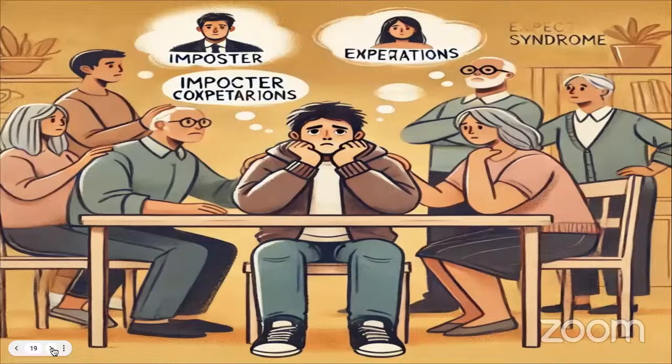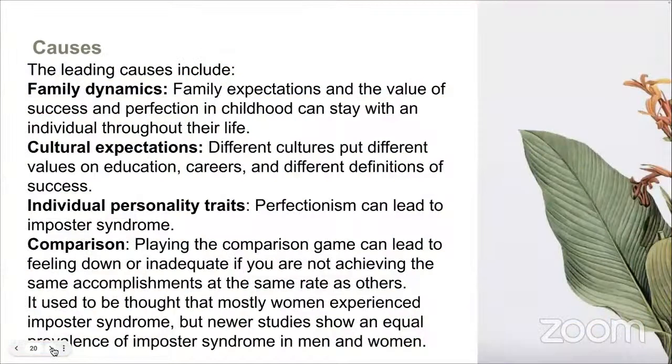Next, please. As we see in this picture, there is a poor guy who is surrounded by his family, who are showing support for him, but at the same time they put a burden or extra pressure on his shoulders due to their expectations. So the leading causes include, first, family dynamics. As we see in the picture, family expectations and the value of success and perfection in childhood can stay with an individual throughout their life.